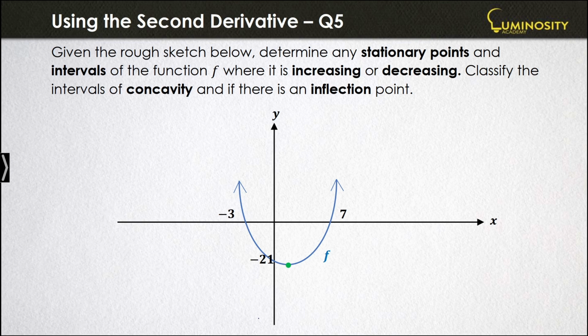Okay, so this function immediately jumps out to me as a quadratic function, and it has a turning point here, which looks like it has a positive x value and a negative y value. It has a y-intercept at (0, -21), and it's got two x-intercepts at (-3, 0) and at (7, 0). So I can quite confidently work out what this function looks like.